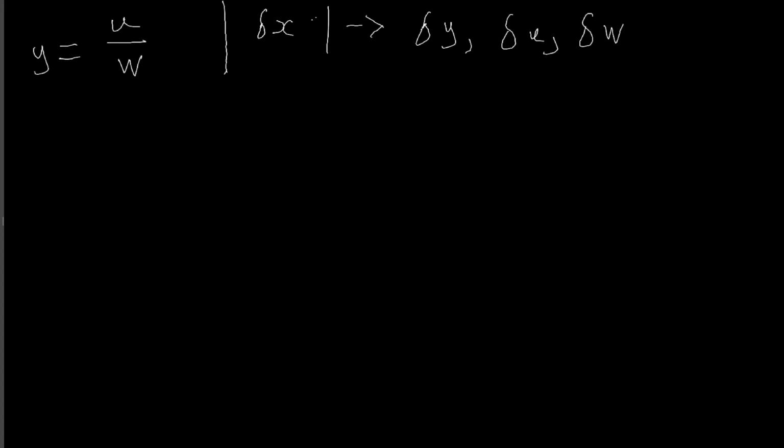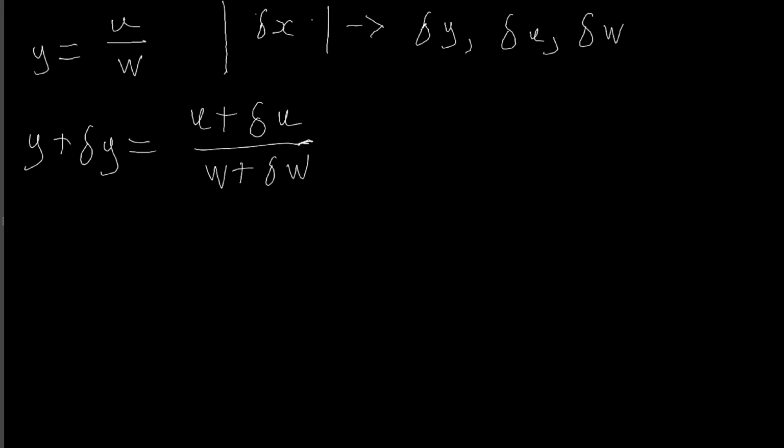Now, if we're considering a small change in the value of x resulting in a small change in the value of all of our other variables, we can represent this in our function as such. Y plus delta y is going to be equal to u plus delta u divided by w plus delta w.